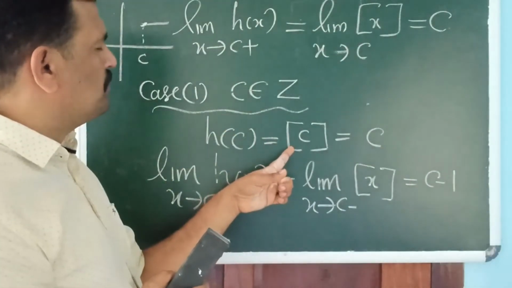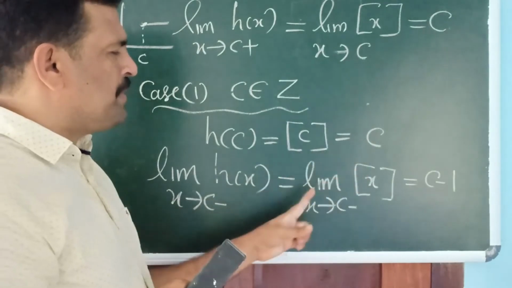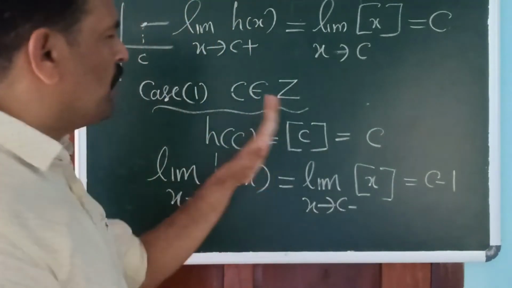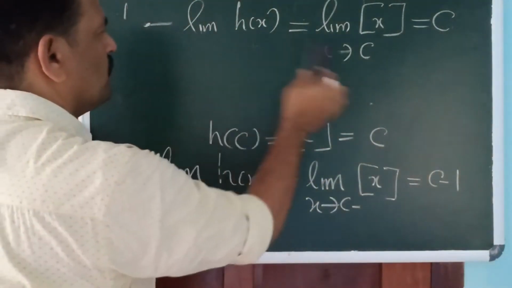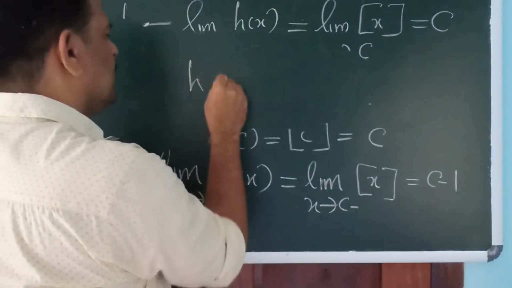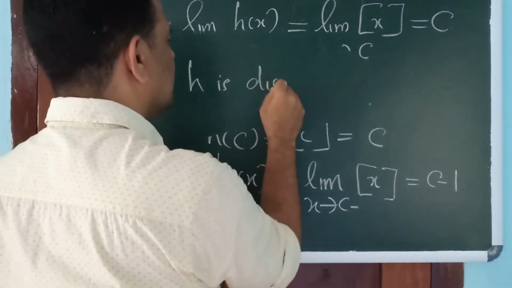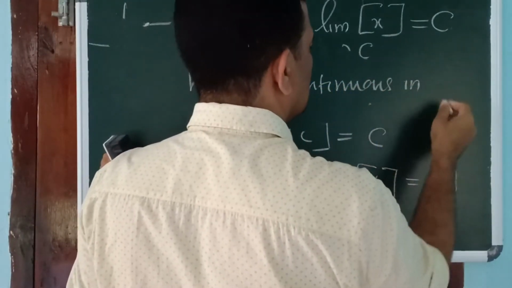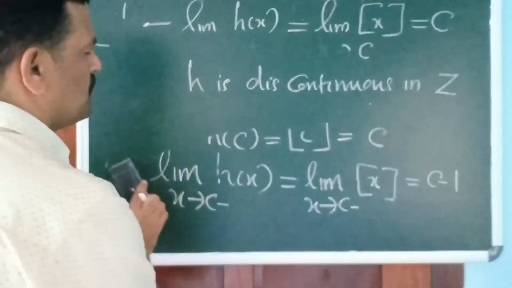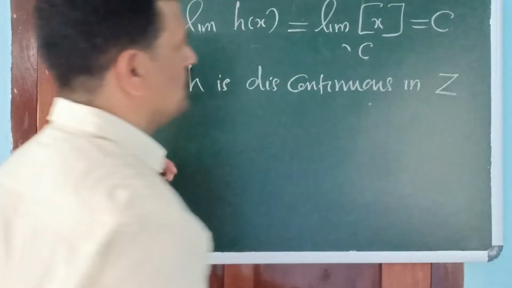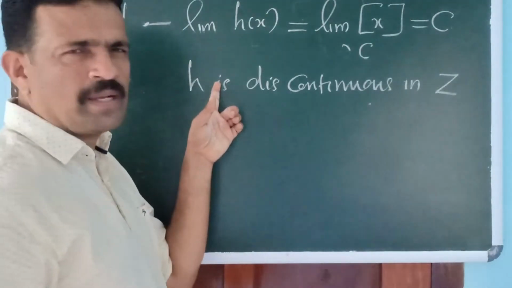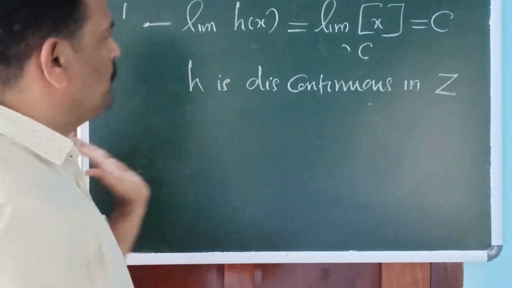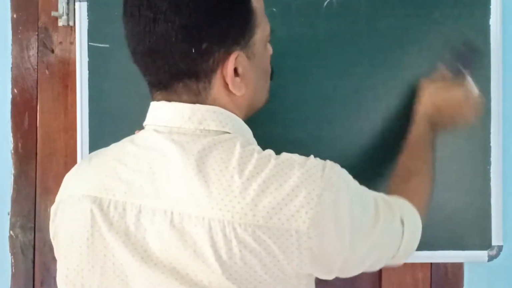അപ്പോൾ നമുക്ക് ഇവിടെ ഒരു കാര്യം മനസ്സിലാക്കാം. Value of the function is c, left hand limit is c minus 1, right hand limit is c. Therefore, they are not equal. Therefore, we can write h of x is discontinuous in z means set of all integers. അപ്പോൾ നമ്മൾ ഒരു കാര്യം മനസ്സിലാക്കി, h of x എന്ന് പറയുന്നത് ഗ്രേറ്റസ്റ്റ് ഇന്റിജർ ഫംഗ്ഷൻ എന്ന് പറയുന്നത് സെറ്റ് ഓഫ് ഓൾ ഇന്റിജേഴ്സിൽ ഡിസ്കണ്ടിന്യൂസ് ആണെന്നുള്ള കാര്യം മനസ്സിലാക്കി.